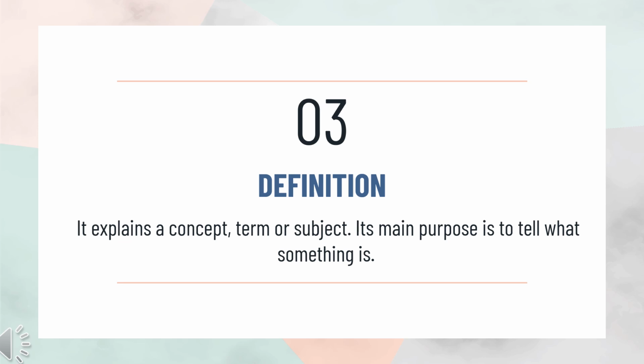Number three, we have definition. This term is not tricky because you are already familiar with this term. It explains a concept, a term, or a subject. Its main purpose is to tell what something is. So when we say definition, we are looking for a meaning. No? We are looking for its meaning, either from the dictionary or from the internet itself.